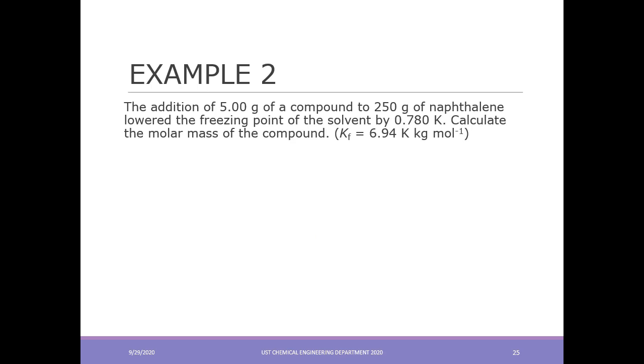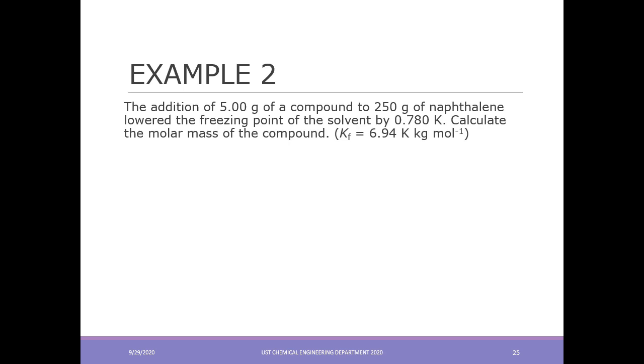Let's consider this example. The addition of 5 grams of a compound to 250 grams of naphthalene lowered the freezing point of the solvent by 0.780 Kelvin. Calculate the molar mass of the compound. Given here is the molar freezing point constant, 6.94 Kelvin kilograms per mole.